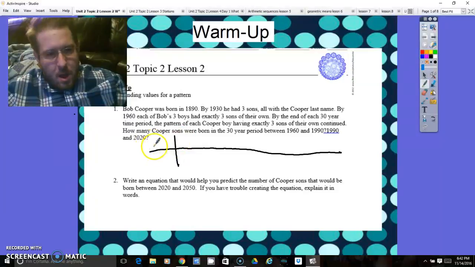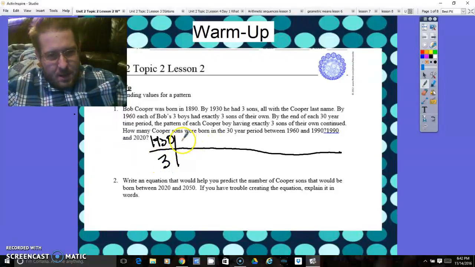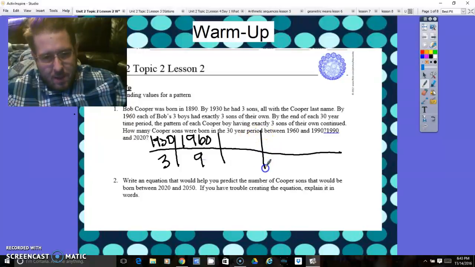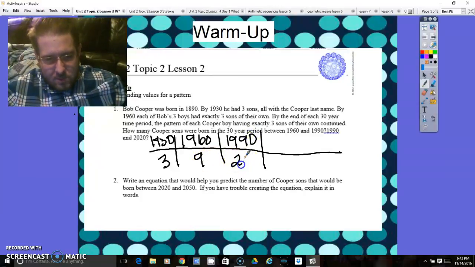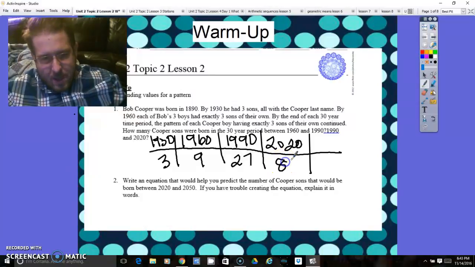So this is the warm-up, a geometric sequence. We found out that in 1930, Bob Cooper had 3 sons, and then every 30 years, those 3 sons would have 3 sons of their own. So those 3 sons had 3 sons, and that would be a total of 9 kids born in that 30-year span. And then by 1990, those 9 children had 3 sons, and that would be 27. And then in the year 2020, those 27 children would have 3 sons also, and that would be 81 total. So that answers the 2 questions about what it would be in 1990 and 2020.